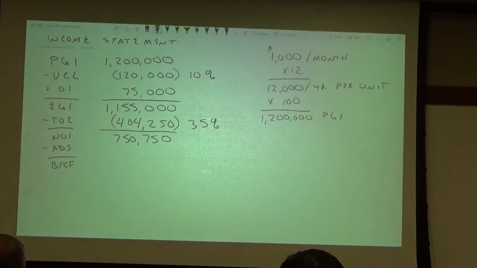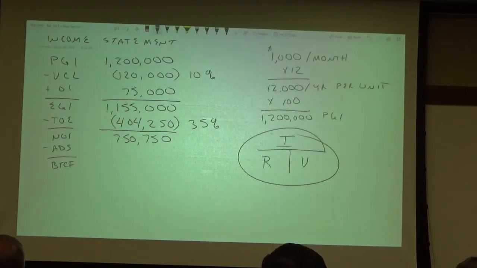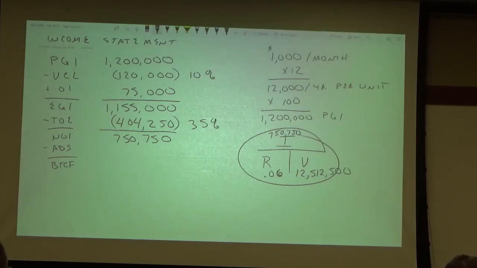All right, so now, once again, for simplicity's sake, we go back to our good old friend Irv to calculate a value for this, and we say that that annual net operating income is 750, and then we use, I don't know, a cap rate of, let's say, 6%. That gives us a value of around $12,512,500.